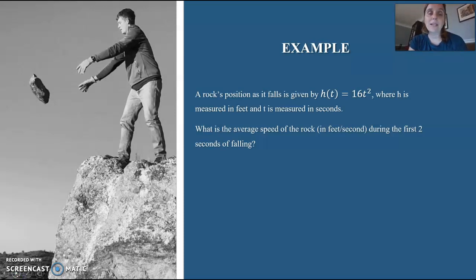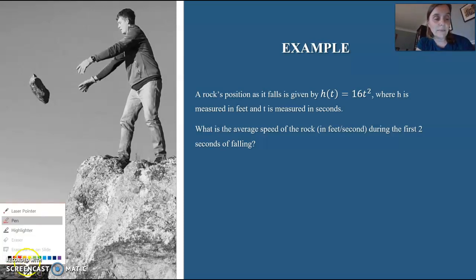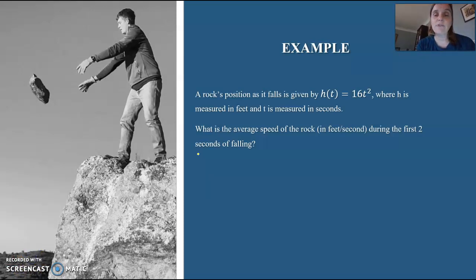So here's an example. The rock's position as it falls is given by h of t equals 16t squared, where h is measured in feet and t is measured in seconds. So what is the average speed of the rock during the first 2 seconds of falling? For this problem, I would first figure out where is the rock at 0 seconds. So what is the position of the rock when I'm at 0 seconds? That would be 16 times 0 squared, which would be 16 times 0, which would be 0. So the rock has not fallen at all after 0 seconds.